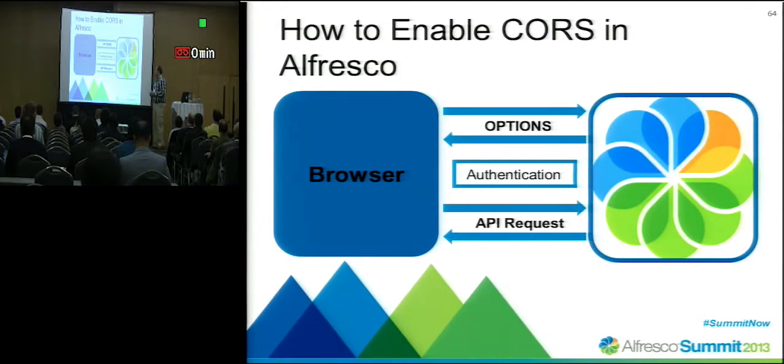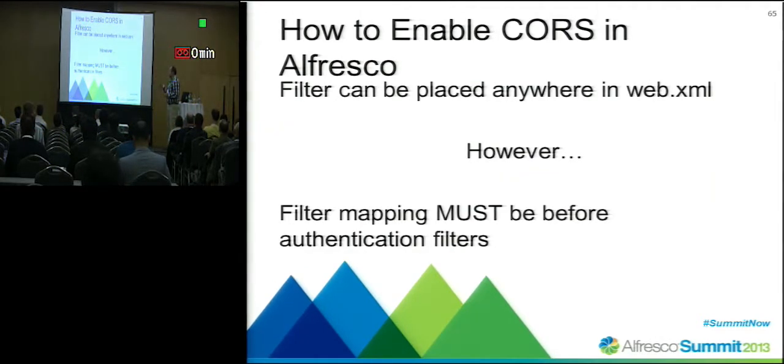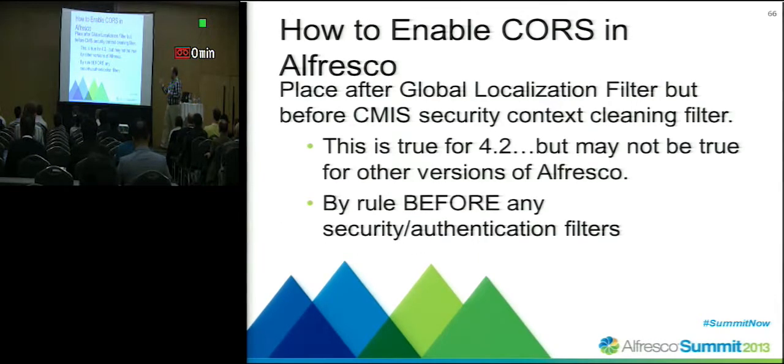So in Alfresco, what happens is that we also have an authentication layer in there. We want our options call to occur without authentication, but we want any of our API requests to occur with authentication. So there's an authentication layer between that. So in your web.xml, your filter could be placed anywhere within the file, but within your filter chain, the filter mappings must occur before any authentication filters occur. So in 4.2, this can go after the global localization filter, which is, I believe, the first filter, but it has to occur at least before the CMIS security context cleaning filter.